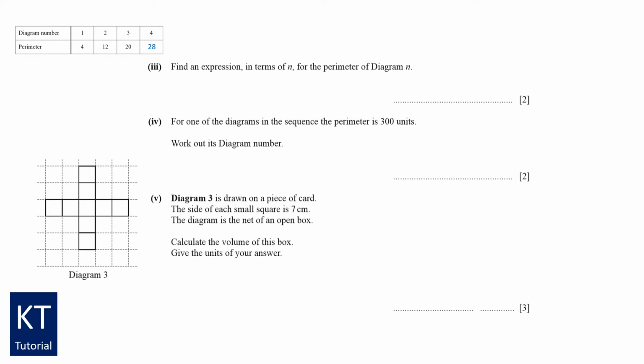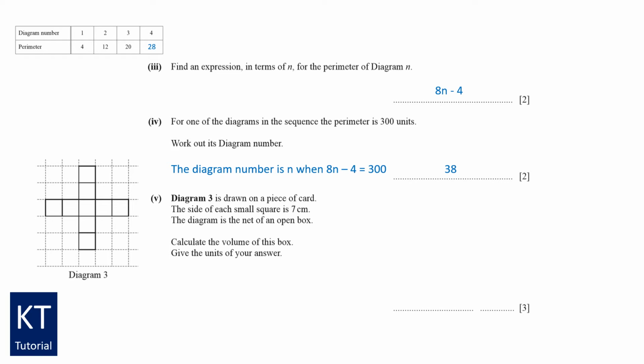Next, find an expression in terms of n for the parameter of diagram n. The required expression is 8n minus 4. Next, for one of the diagrams in the sequence, the parameter is 300 units. Work out its diagram number. The required diagram number is n when 8n minus 4 is equal to 300. This works out to n being 38.